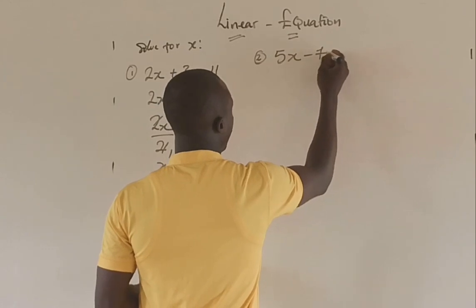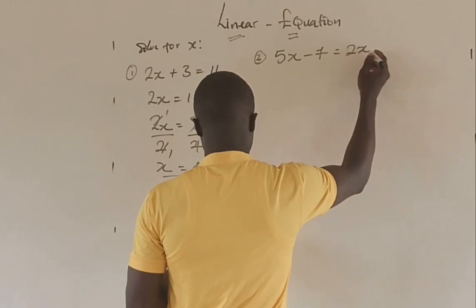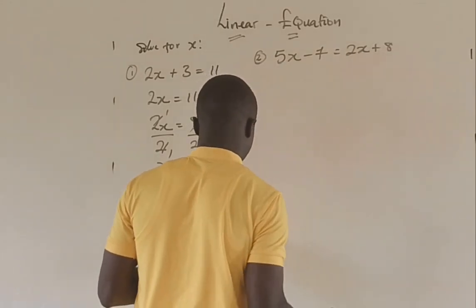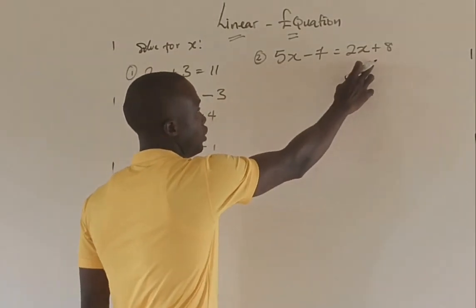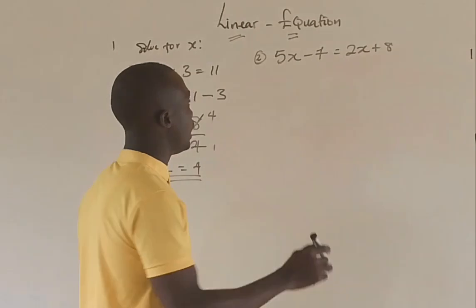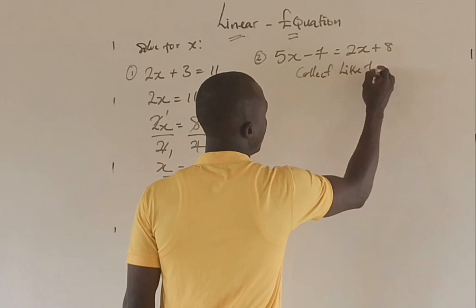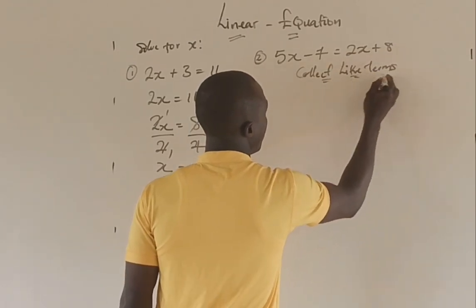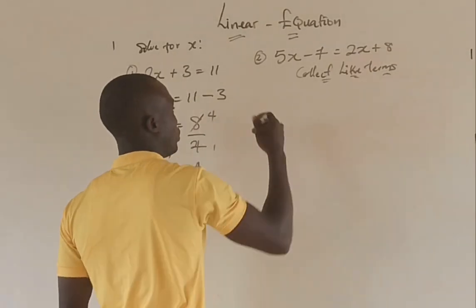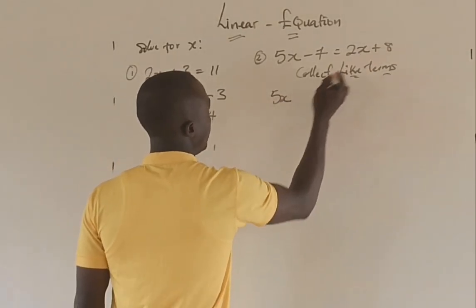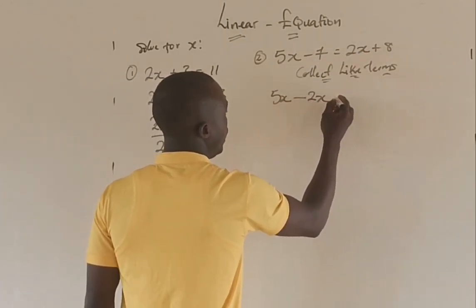5x minus 7 equal to 2x plus 8. Now, look at this. We have x on this side and x on this side. So the first thing we do here is that we collect like terms. In collecting like terms, this 2x will come over to this side. So then we have 5x, and when this one crosses over, it will change to minus 2x, equal to 8.